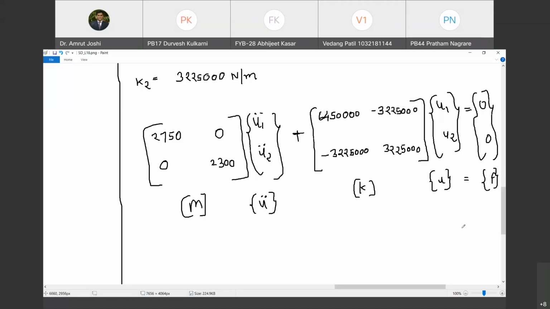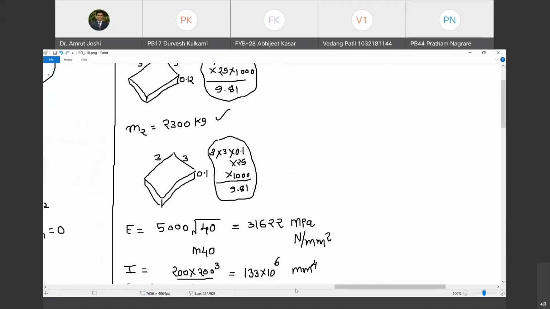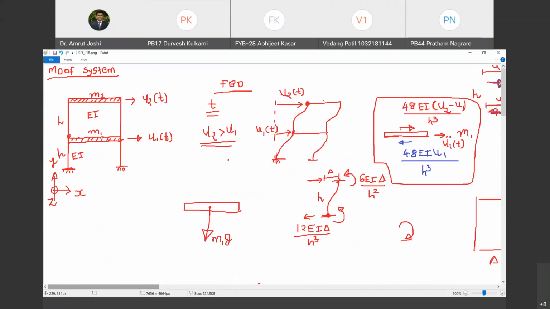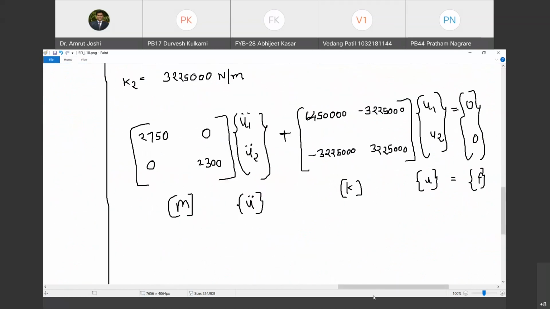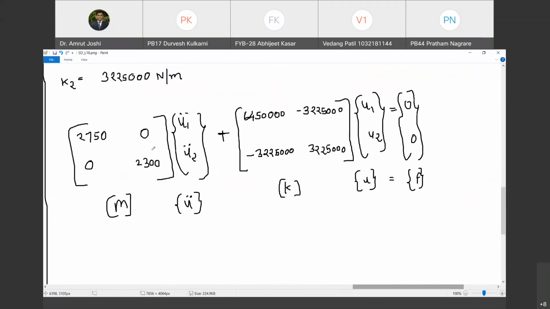Nodal forces. So how many forces are there? For both degrees of freedom it is 0 0. There are no external forces. Are you with me? So therefore it is undamped. Undamped because there is no damping. And free vibration. We are going to disturb these two masses M1 and M2 from their mean position, and we are going to leave it. And this system is going to vibrate about the mean position. We are trying to find out in that case what is U1 of t, what is U2 of t.